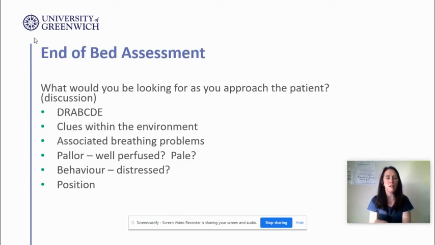Like I said before, I am going to go over this with you in the seminar, but this is a snapshot of what you will be looking at the end of the bed.